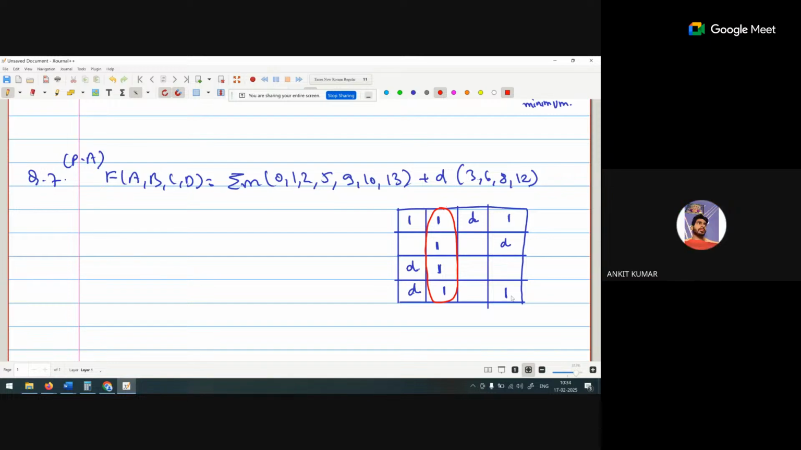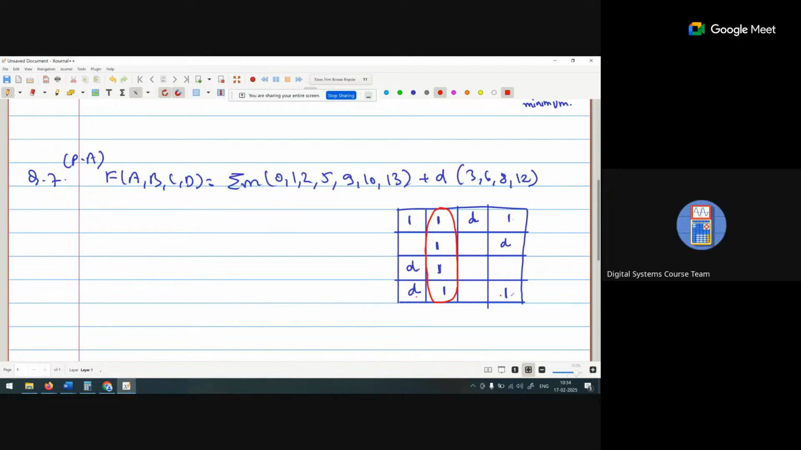Now the group of two: R1 and R2. R1 and R4, row 1, row 4. Okay, group of two, sir: 1, 1, 1, and D. Sir, row 1 and row 2, group of 2, are 1, 1 and D, 1.